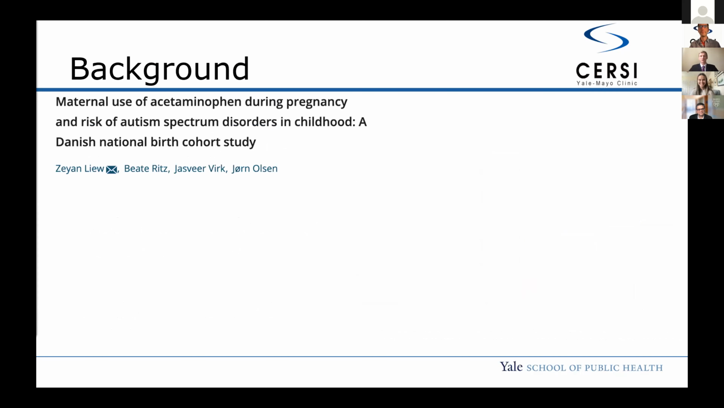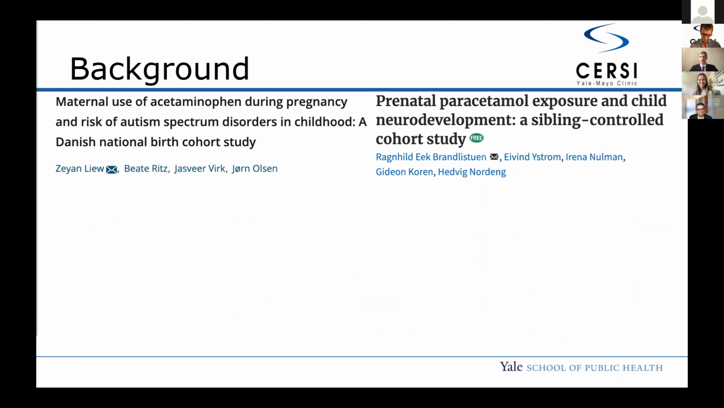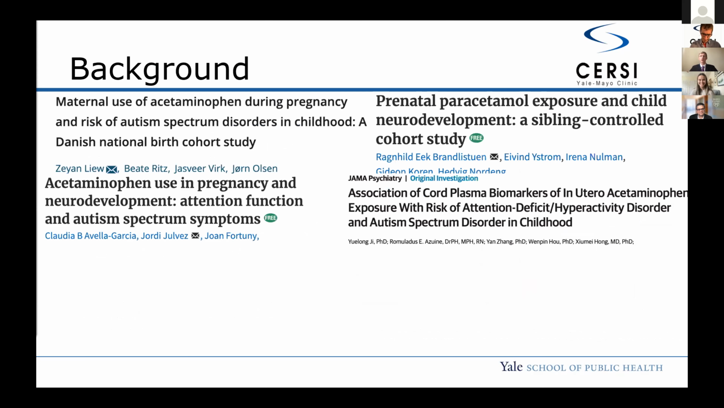So recent epidemiological studies using various mother-child cohorts and sibling-controlled cohorts suggest prenatal exposure to acetaminophen, also referred to as APAP, is associated with increased risk of autism spectrum disorder. This is critically important for public health because acetaminophen is the most commonly used drug during pregnancy.